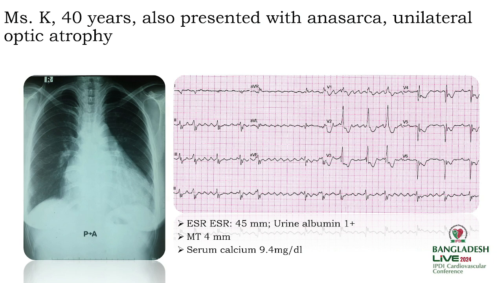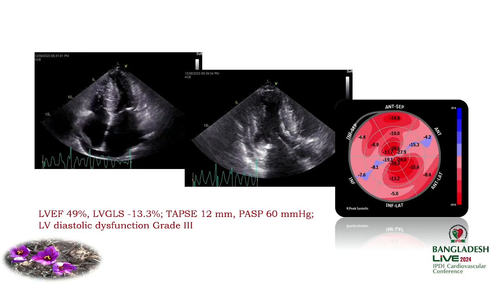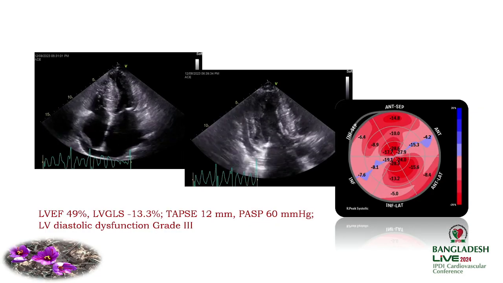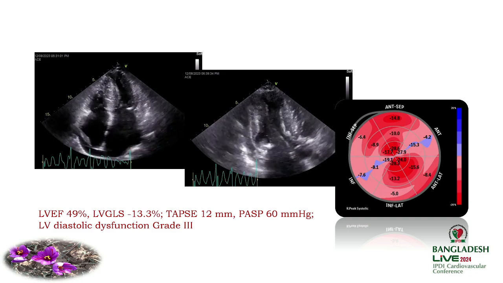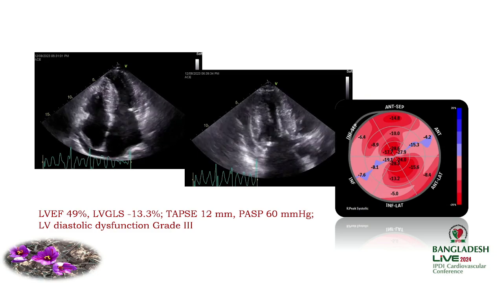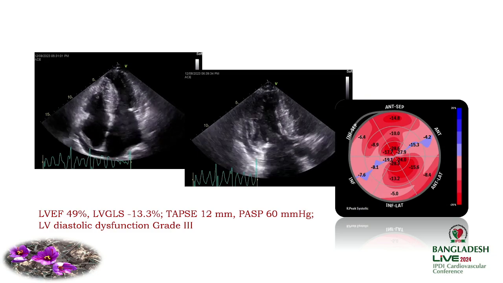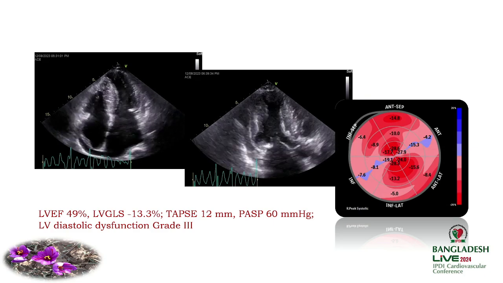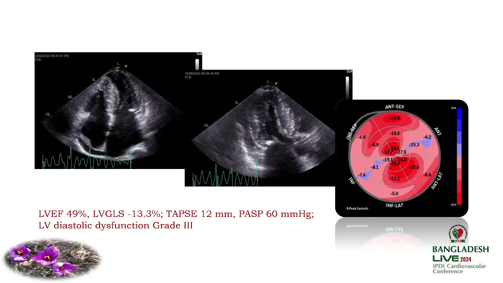This is the story of a middle-aged lady, 40 years old, who presented with anasarca and unilateral optic atrophy. You are seeing that there was atrial flutter with variable AV conduction. The echo of the patient showed biventricular systolic dysfunction along with reduced GLS, and the PASP was 60 millimeters of mercury. Just look at the polar map of the patient on the right side. You are not seeing any apical sparing; rather, there was a segmental deficit of strain.